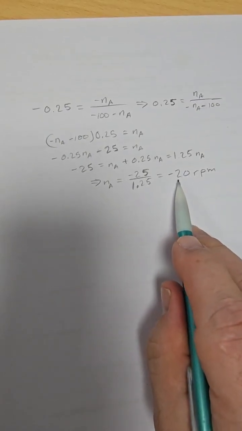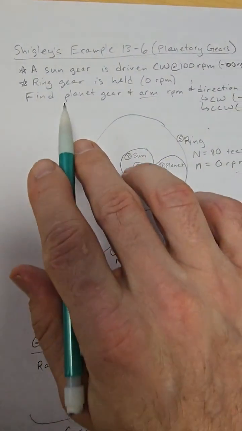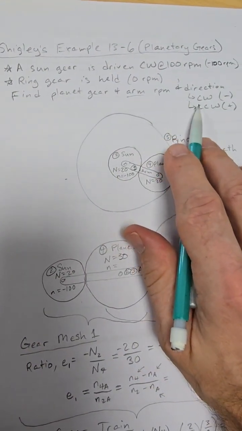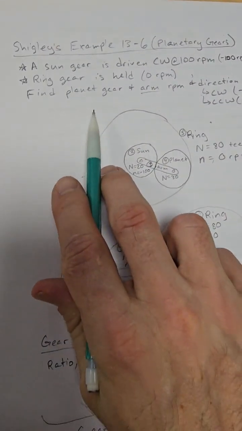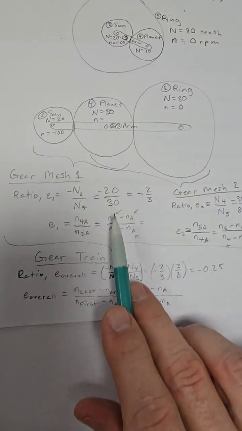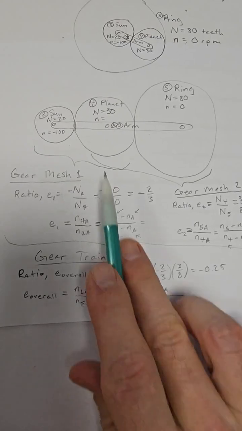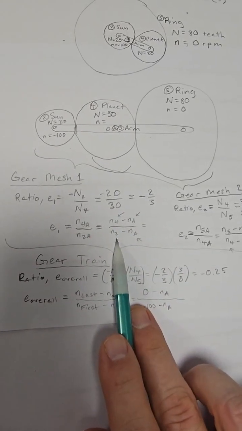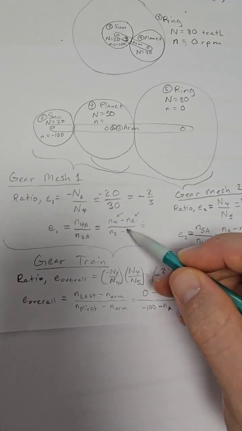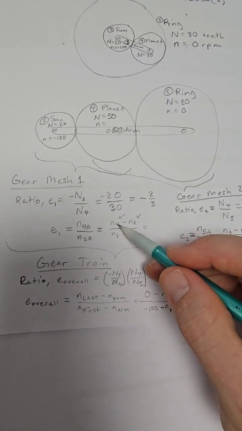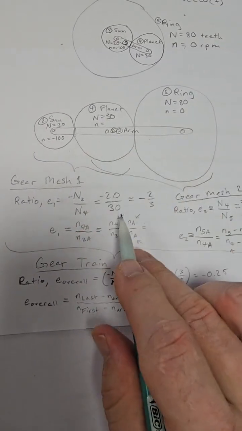The negative, again, means that it's clockwise. So now I've answered the first part of the problem. What's the arm RPM and direction? It's 20 RPM clockwise. Now I need to find the planet gear, and the planet gear is part of gear mesh 1, so I can go back to my equation for gear mesh 1, and now I have this value for the arm, and I can use this equation to solve for N4, the planet RPM.